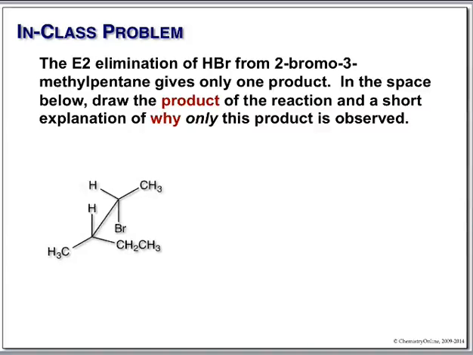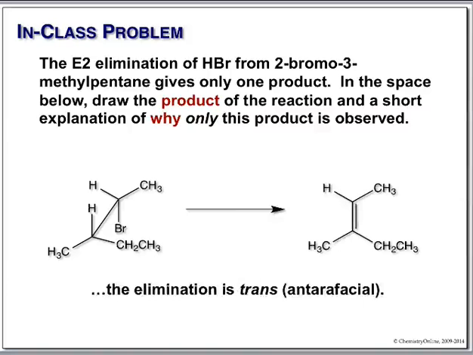So we're going to pull the hydrogen off here, the bromine's going to leave. The product is going to be the trans methyl groups, cis with the longest chain. And the explanation as to why, all you would have to say is the elimination must be trans, or you could also use the word anti-elimination. Any questions?